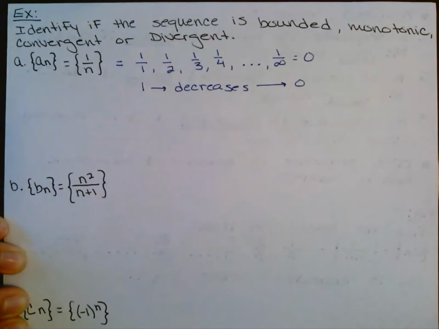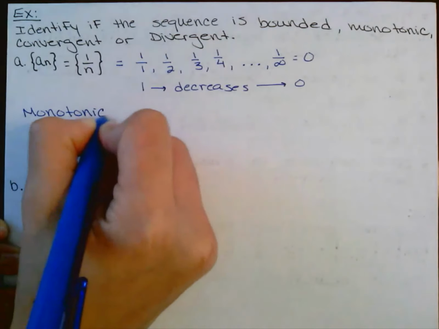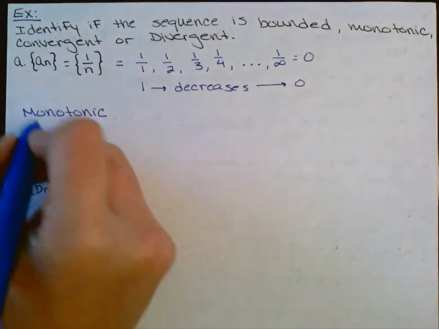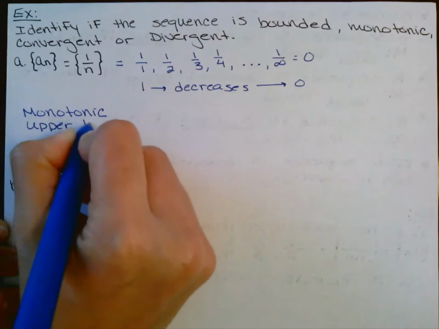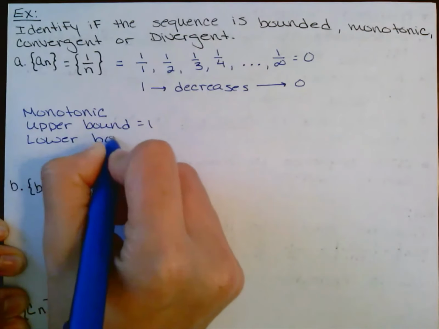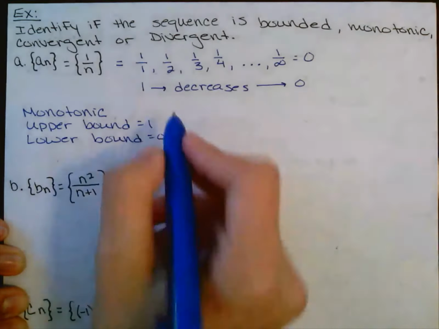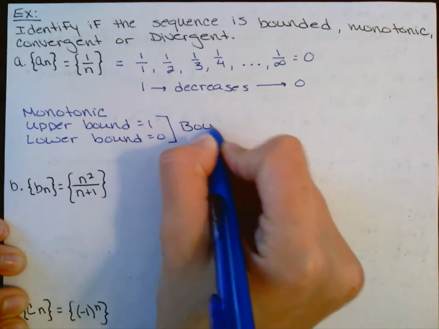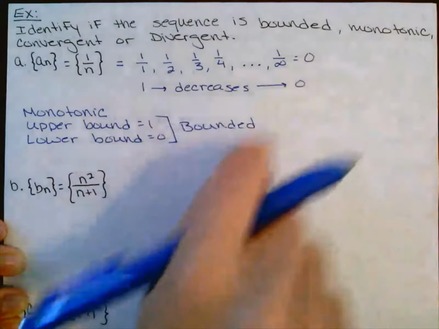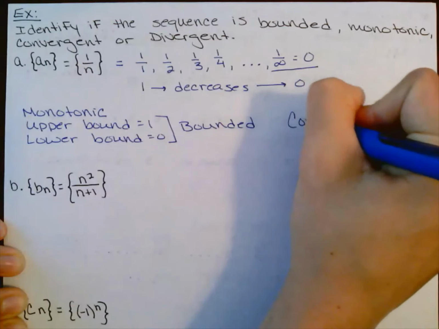So there's a few things we can say about this. The fact that it's always decreasing, we can say that it is monotonic. The fact that the highest number is 1 and the lowest number is 0, we can say it has an upper bound of 1 and a lower bound of 0. Meaning that it is bounded above by 1, bounded below by 0, which means it is completely bounded. Now, because it's monotonic, it's bounded, right? It's always decreasing. There's several different ways we're seeing the same answer, that this converges.